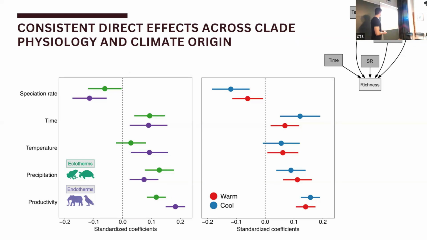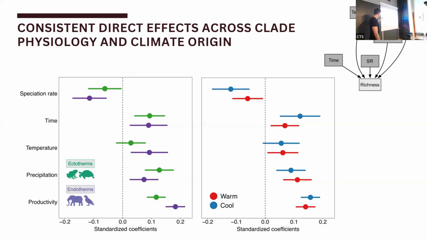So what can we say about this? We found that there are some consistent direct effects regardless of clade physiology or climate or origin. Here in the first panel, we have these effects separated by ectotherms in green, endotherms in purple, warm in red, and cool in blue. Basically, if we compare these effects among these characteristics, there's not much difference among them.